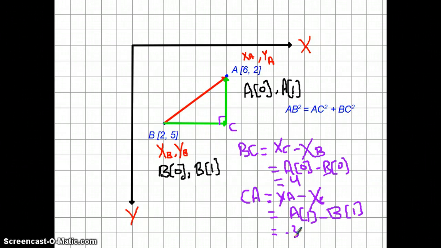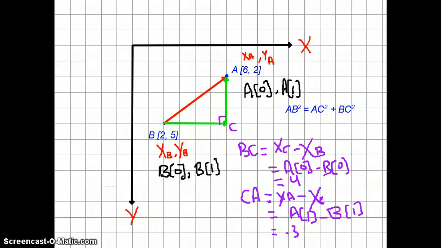Well, why is CA negative? Distances shouldn't be negative. Well, here in vectors, you should know that CA is going in the opposite sense to the y-axis, so its magnitude is negative.